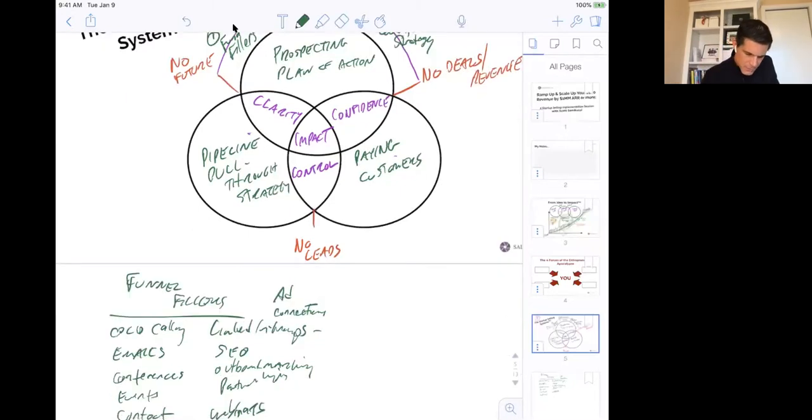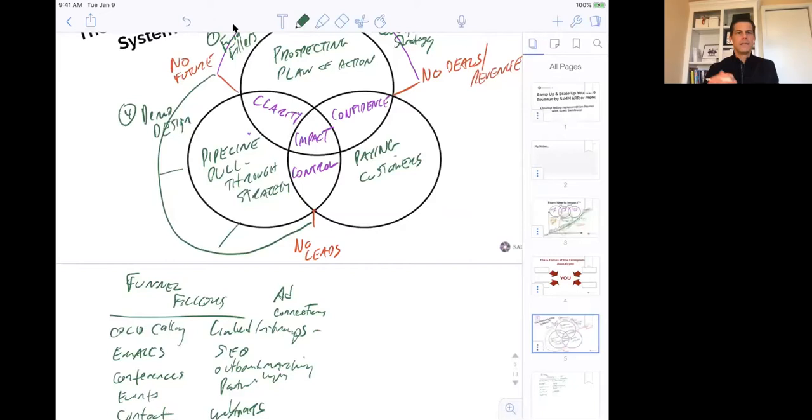Let's go down to the pipeline pull-through strategy. So imagine your sales funnel, right? You've got leads coming in, now they're qualified. What's next? Well, now they're part of your sales pipeline, and we need to be able to pull them through from qualified lead to paying customer. And there's three things we need to do there. The first one is what we call demo design, meaning that we are designing our product demos in a way that speak to the customer's problem specifically.